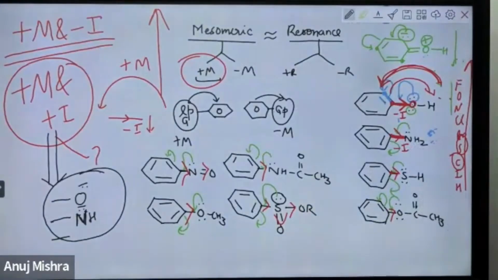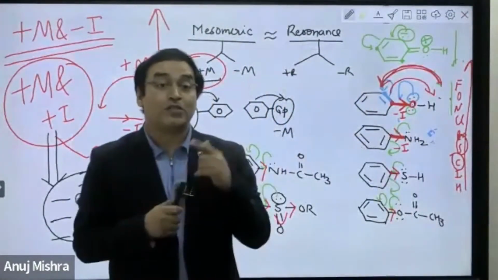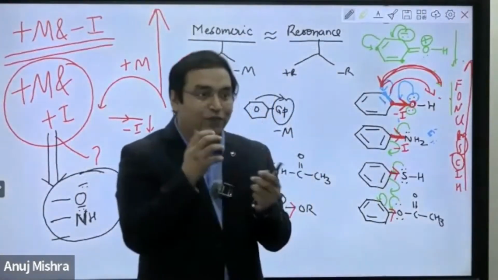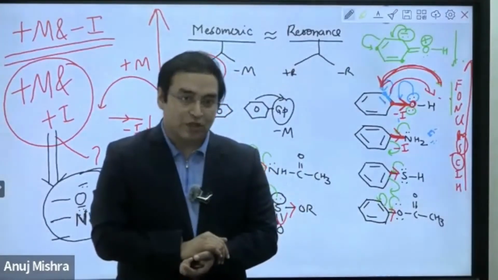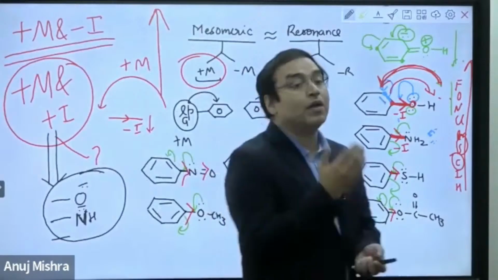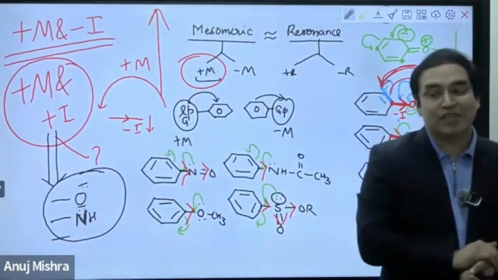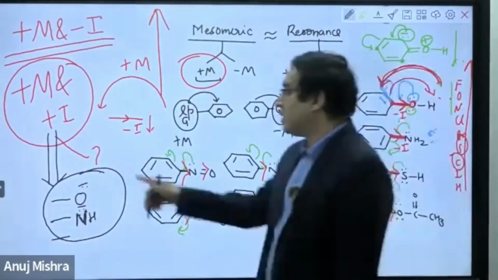Now you can say, sir, oxygen is electronegative. Why is it not pulling electron? Because it is O negative. So O is not having that much space where it will pull. It will start pushing electrons back because of this negative charge. So O negative will push electron back. NH negative will start pushing electrons back. It will not pull, it will push with plus I. It will push with plus M also. So they are plus M and plus I groups.